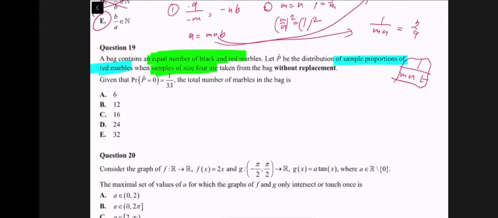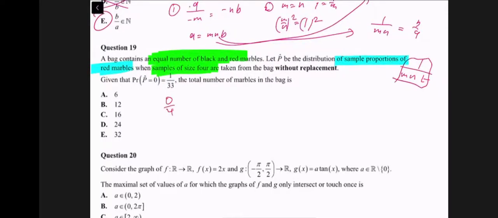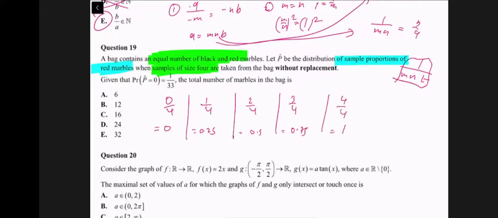To visualize this question, there's quite a few things you can do. You can just consider what your possible p-values are. The p-values are your proportion of red. You could have no red in the sample of 4, so that's 0 out of 4, so the proportion is 0. You could have 1 red out of 4, so that's 0.25. You could have 2 reds, so it's 0.5. You could have 3 reds, 0.75, or you could have 4 reds, that's just 1.